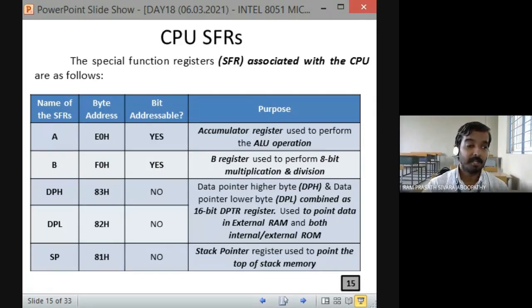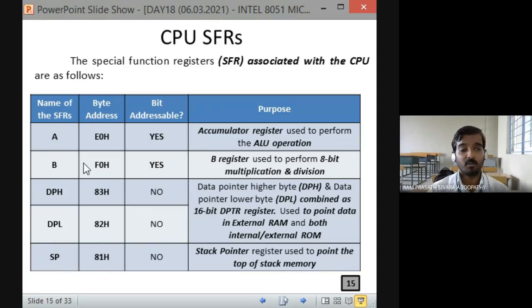So the accumulator register's special function is to perform any arithmetic and logical operation. One data must be present in the accumulator. Whenever we are going for multiplication and division operation, we must use the B register. Then to access the external memory, we have to use DPTR. Then for stack memory reference, we have the stack pointer register.